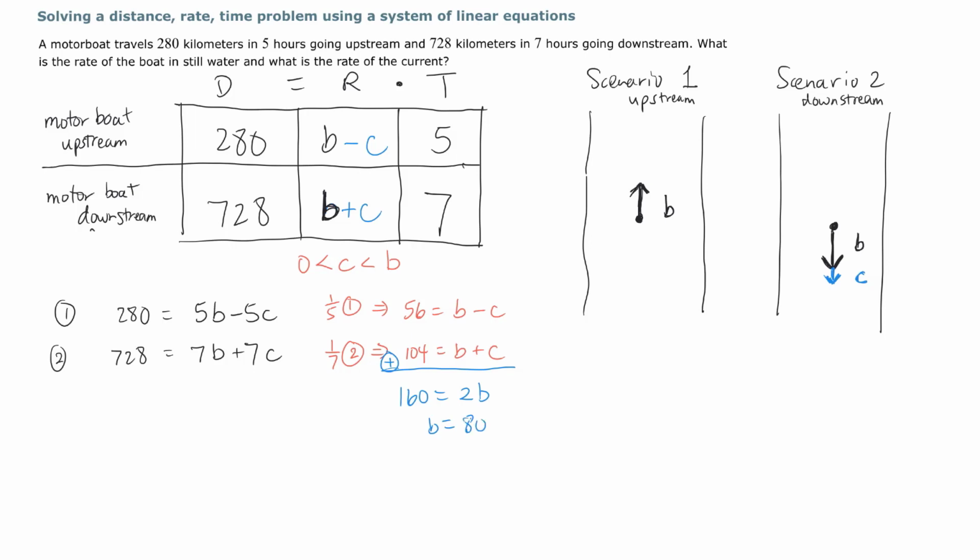And now we have to find c. Not a problem. To get c, just take this equation here. C is equal to 104 minus b. So c is equal to 104 minus 80. So that would be 24. C is 24. So the rate of the current is definitely less than the rate of the boat.